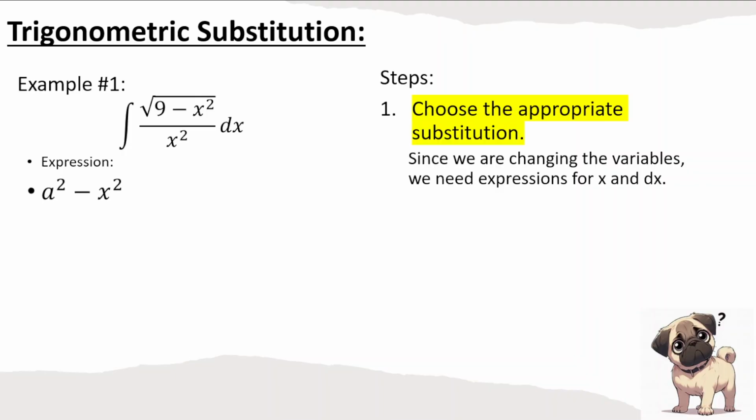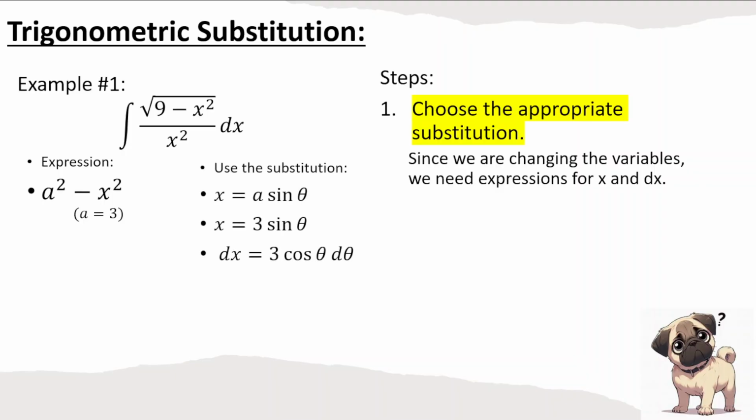So here, in the radical, we see that we have 9 minus x squared. So that's the expression a squared minus x squared. Now, in this case, a is going to be equal to 3, and therefore, we would use the substitution x equals a times the sine of theta. In this case, x equals 3 times the sine of theta. Now, with x being 3 times the sine of theta, dx will be 3 times the cosine of theta d theta, since cosine is the derivative of the sine function.